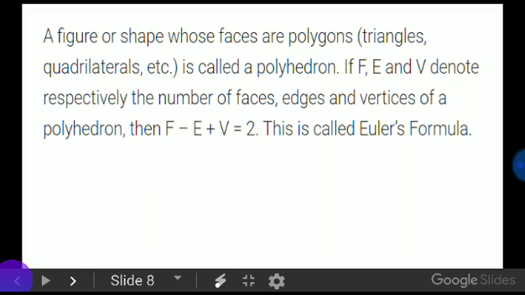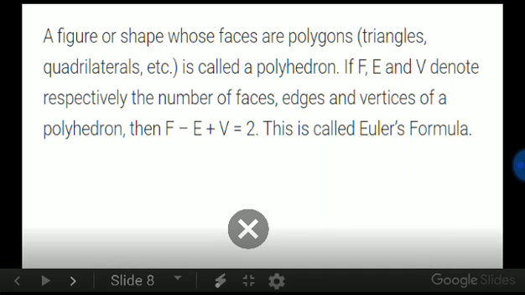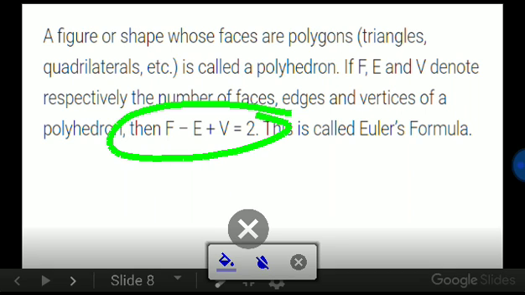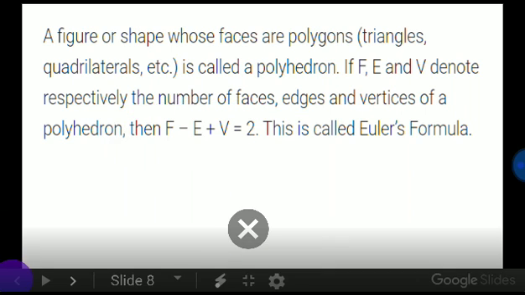A figure or shape whose faces are polygons, that means they can be triangular, quadrilateral, etc., is called a polyhedron. If F, E and V denote respectively the number of faces, edges and vertices of a polyhedron, then we can write F minus E plus V equals 2. This is a relation known as Euler's formula.